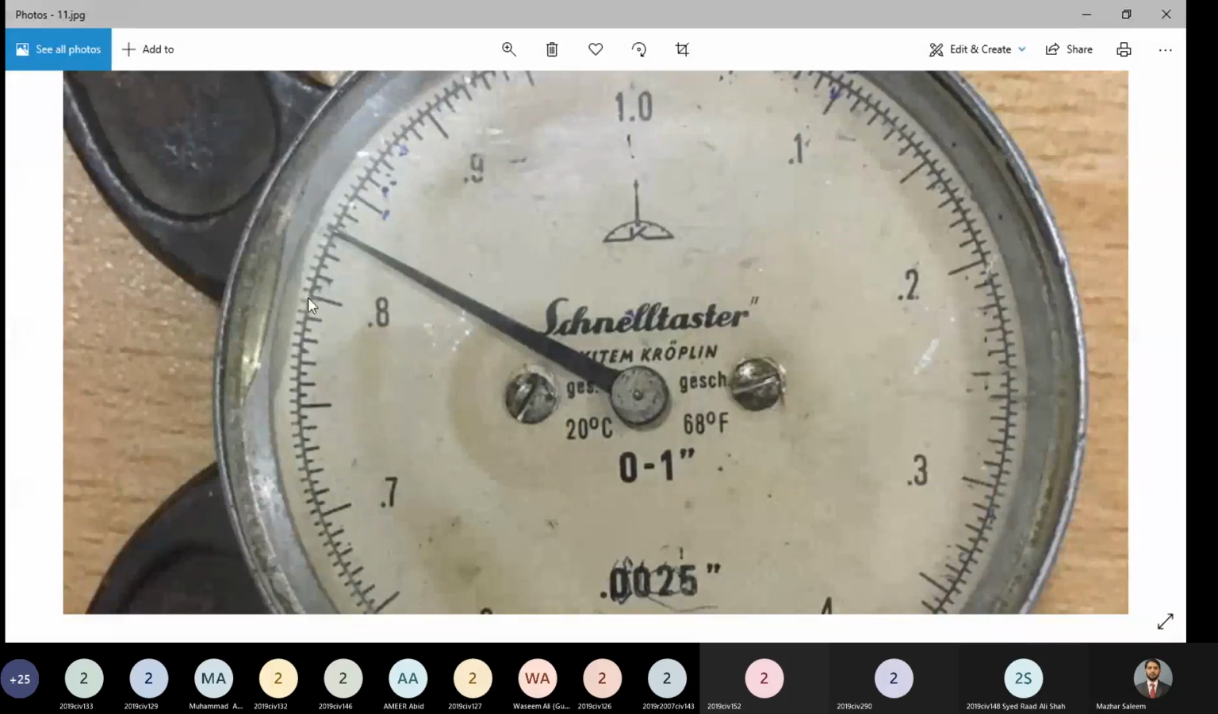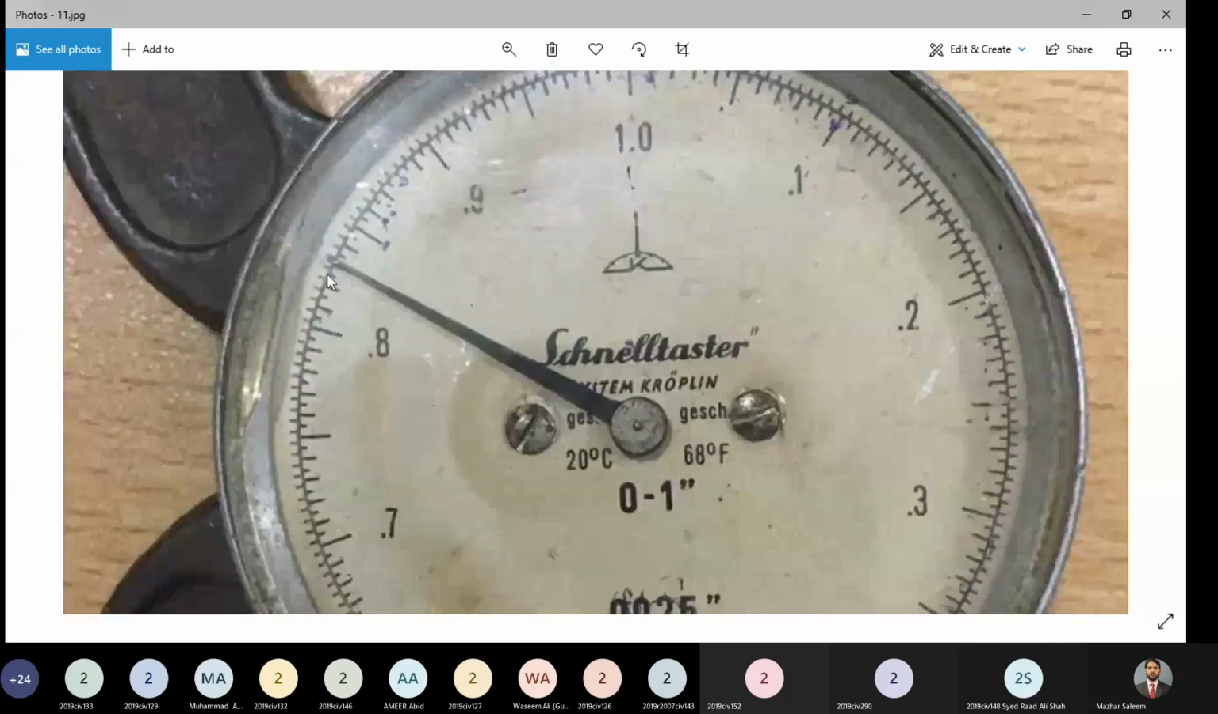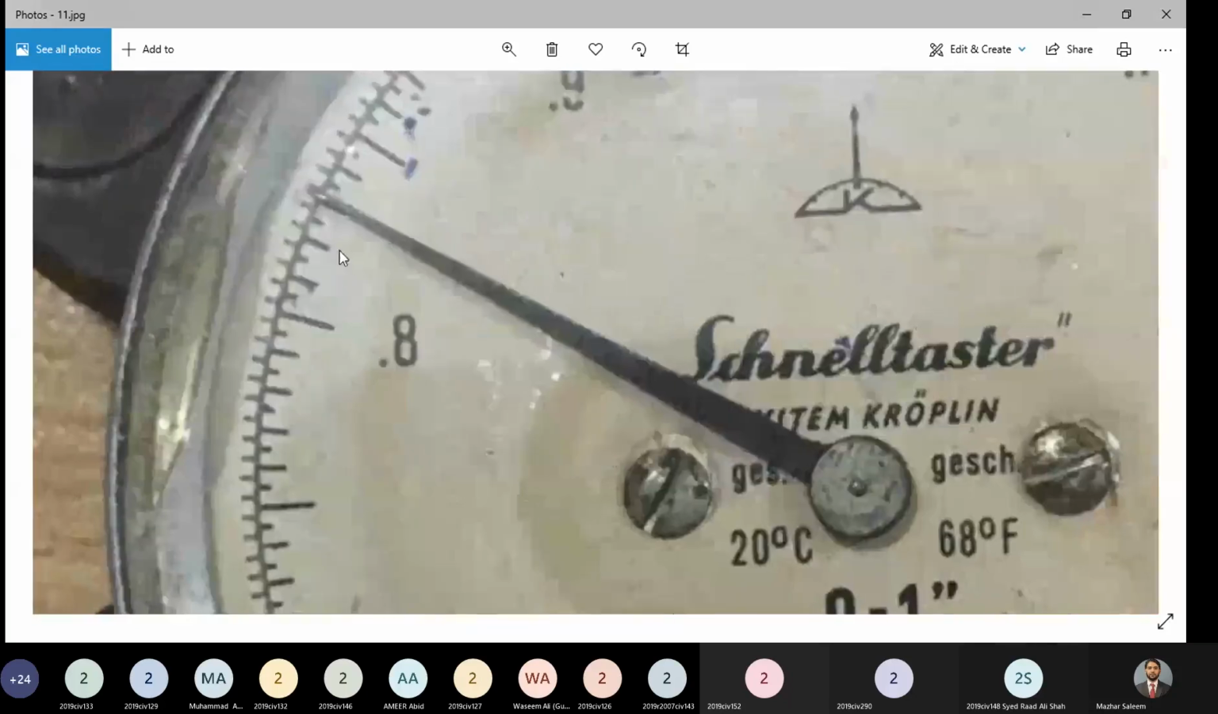So the least count of this device is 0.0025 inch. Now how to read this? The current value is 0.8, 0.81, 0.82, 0.83. So if I zoom in further, the current value is 0.8300, I would say. Now there may be some disagreement in this.